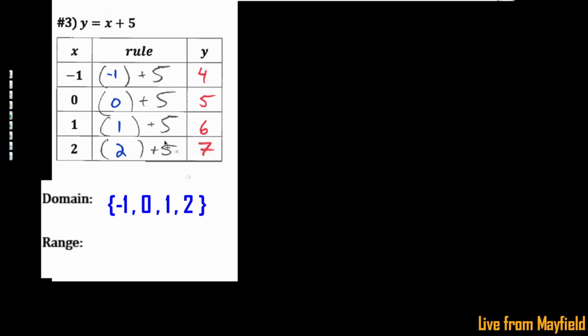It's the same rule each time. However, the x value is what is changing our y value. So again, our y value is dependent on our x value. So again, our domain is still the same. However, the range is 4, 5, 6, and 7.